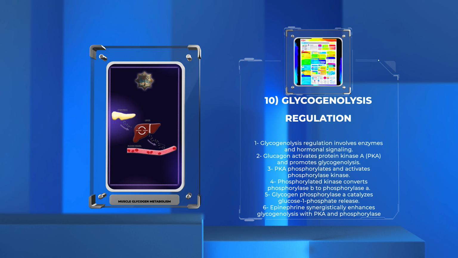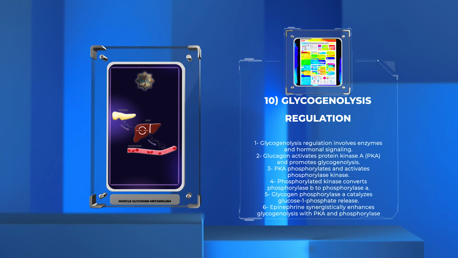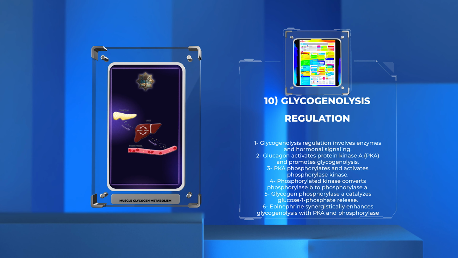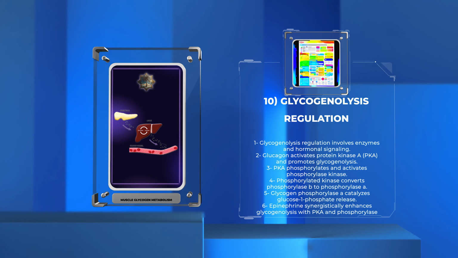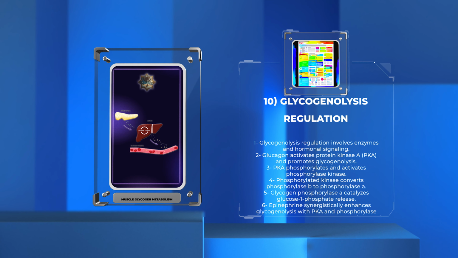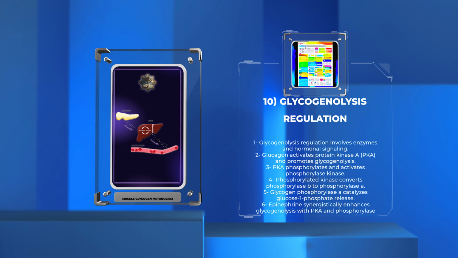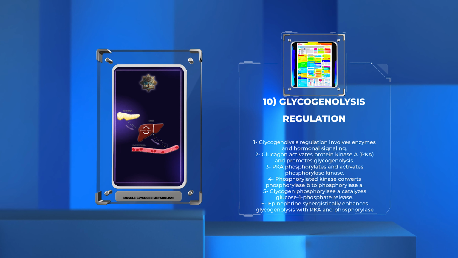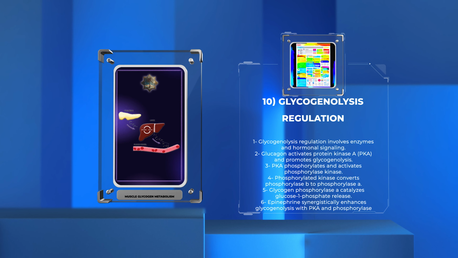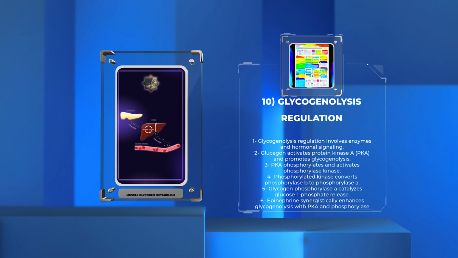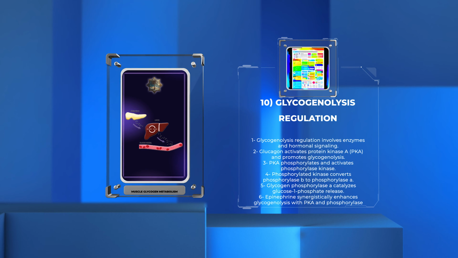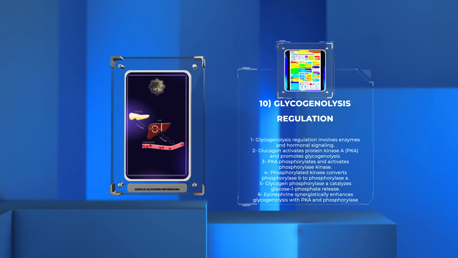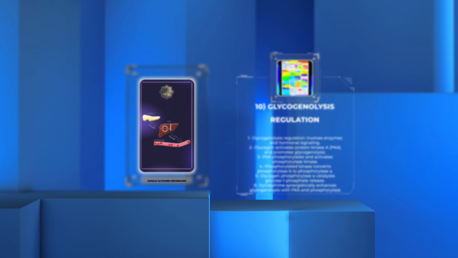Glucagon activates protein kinase A, PKA, which phosphorylates and activates phosphorylase kinase, leading to the conversion of phosphorylase B to phosphorylase A. In turn, phosphorylase A catalyzes the release of glucose 1-phosphate from glycogen, resulting in increased glycogen breakdown. Epinephrine, in addition to activating PKA, also activates glycogen phosphorylase kinase, enhancing its activity and promoting glycogenolysis. The synergistic effects of glucagon and epinephrine ensure the coordinated mobilization of glycogen stores during energy-demanding situations.